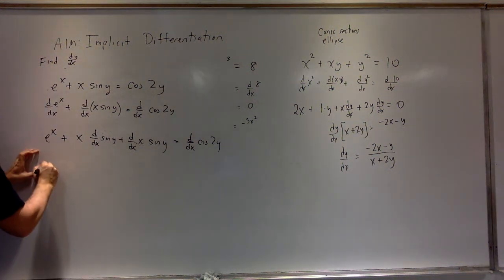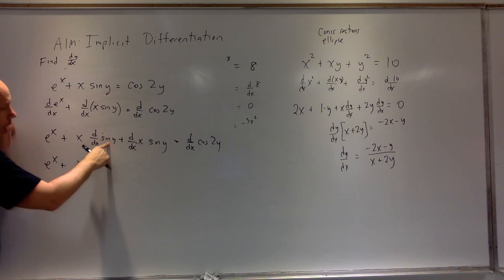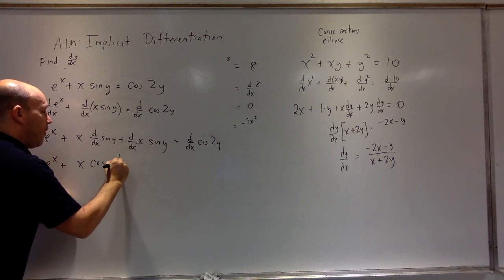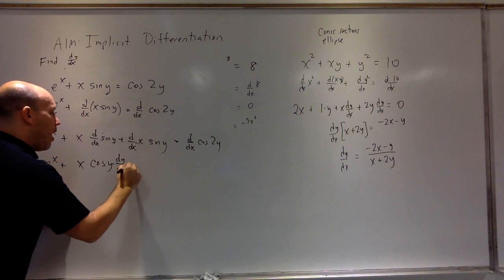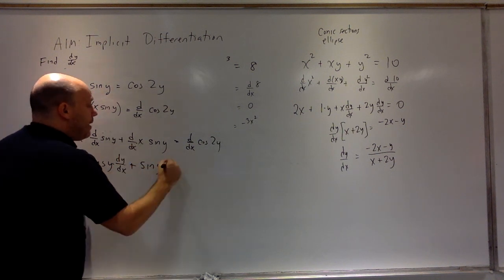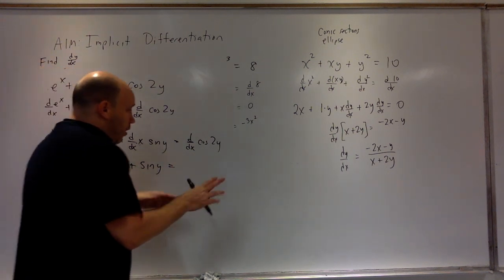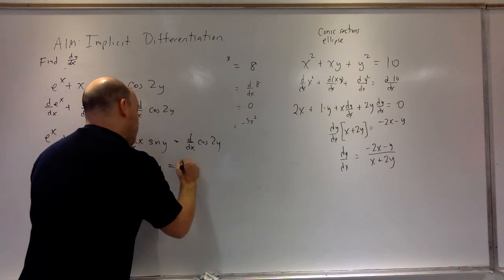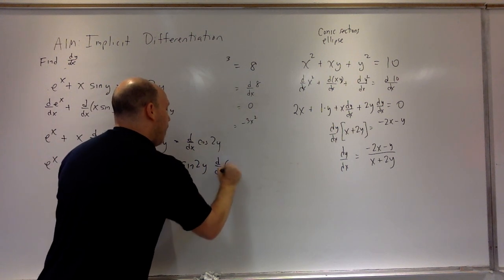Well, e to the x is e to the x. x times the derivative of sine y. Well, the derivative of sine y is cosine y, but we have to take the derivative of whatever this y is. Plus the derivative of x with respect to x is 1 times sine y is equal to what's going on over here? Well, the derivative of cosine is negative sine. So the derivative of cosine 2y is sine of 2y, but we have to take the derivative of 2y.